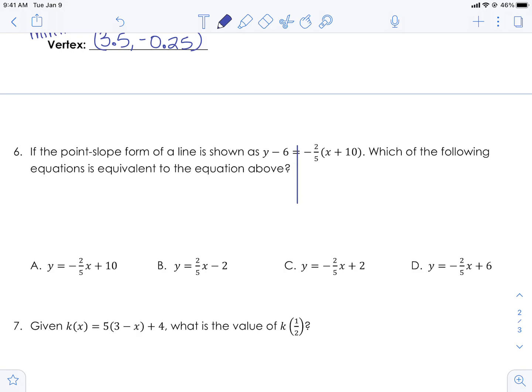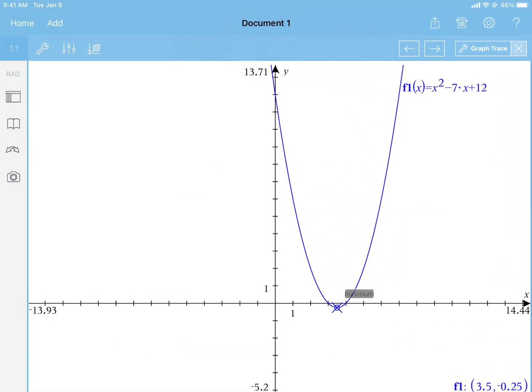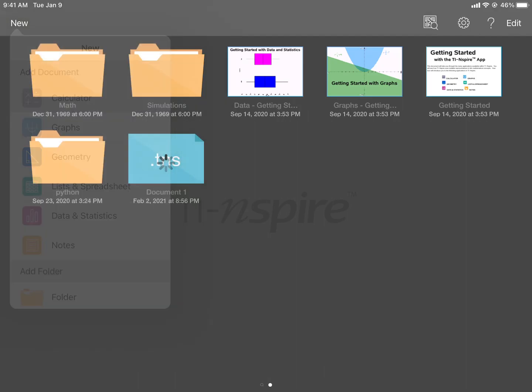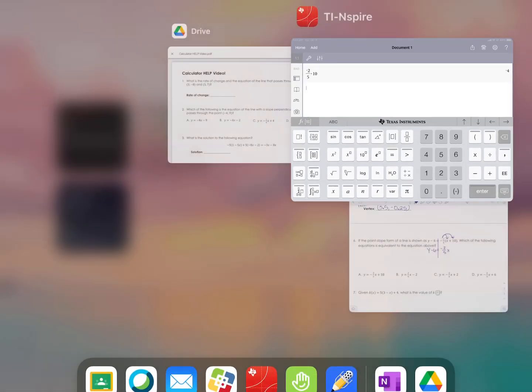So we're going to draw a line through the equal sign. The y minus 6 is just going to stay the same. And I'm going to distribute this negative 2/5 to everything after it. So negative 2/5 times x is just negative 2/5 x. Negative 2/5 times 10, our calculator will help us with that. So I'm going to go to home, discard, and I want just the calculator part. So I have negative 2/5, and I'm wanting to multiply it times 10, and it tells me it's negative 4.